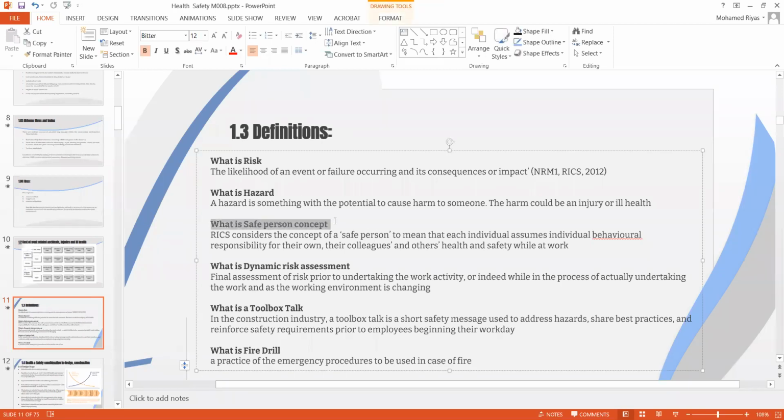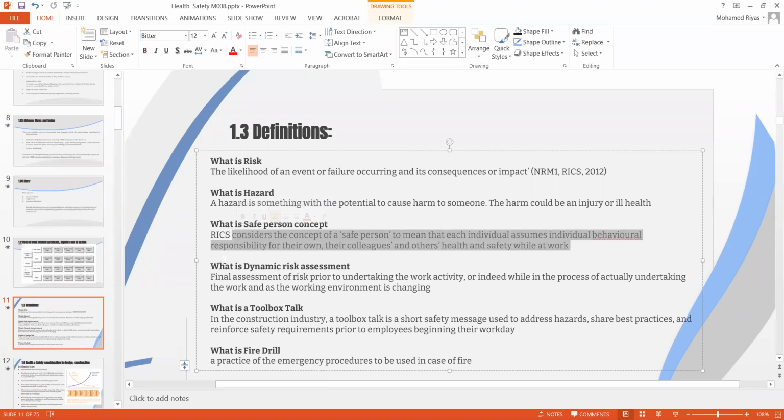And the general concept, the safe person concept, which is RIC's guideline. What does the safe person concept mean? RIC considers the concept of safe persons to mean that each individual assumes individual behavioral responsibility. So you take your own responsibility when it comes to safety. This is called the safe person concept.